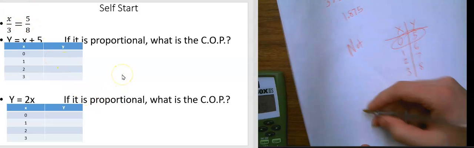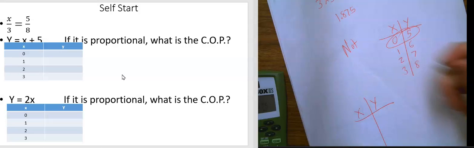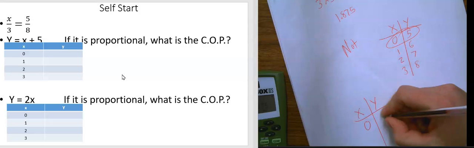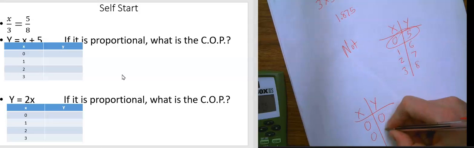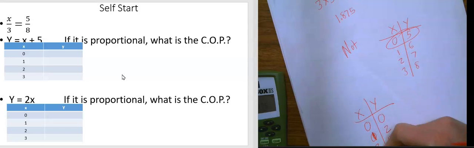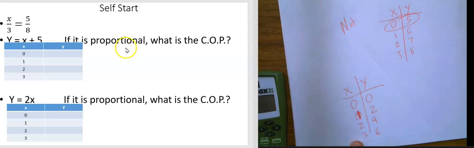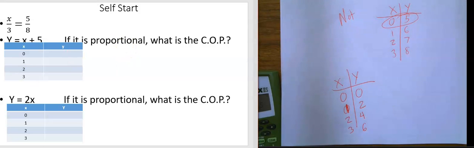y equals 2x is proportional. It's got that y equals rate times x. 2 times 0, 2 times 1, 2 times 2, 2 times 3, etc.